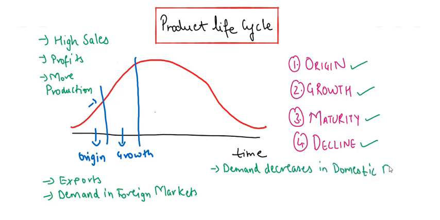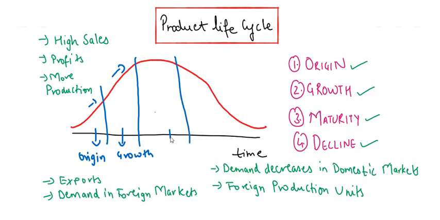Noticing a decline in sales, the company starts to open its production units in the foreign countries. Hence, we move on to the third stage of the product's life, the maturity stage.